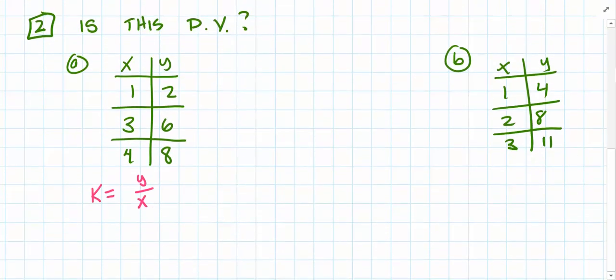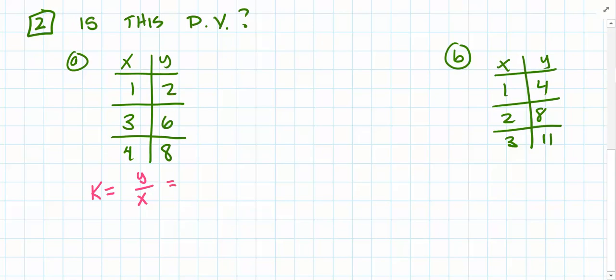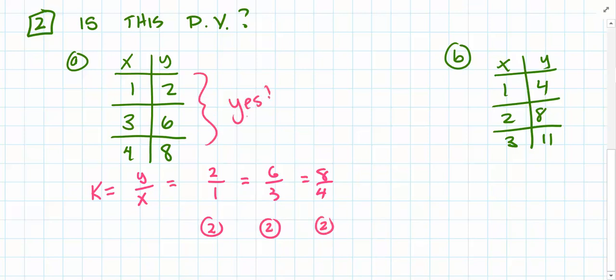So if we check the value of k, let's take each y value, that'd be 2, and divide it by the x value, which is 1. Is that the same thing as 6 over 3? Is that the same thing as 8 over 4? Well, let's see here. 2, 2, 2. So yes, this represents direct variation. Straightforward, right?